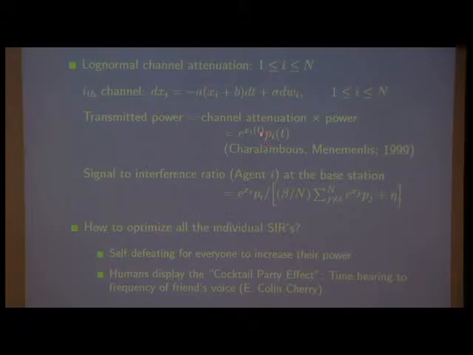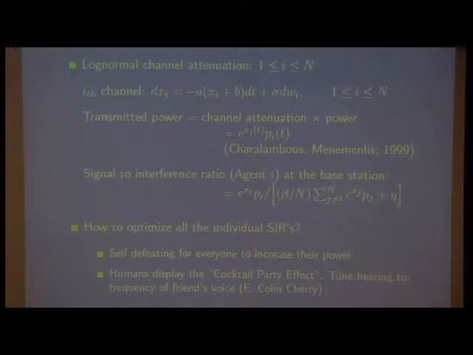Now, the transmitted power across the channel is the product of the channel attenuation, which is the exponential of the state variable x_i here, on the ith user's channel, multiplied by the power, where p_i is regarded as a control variable. So this model is fairly well established in the communications field, and is described in a paper by Bambos, Charalambos and Nicky Menendez.